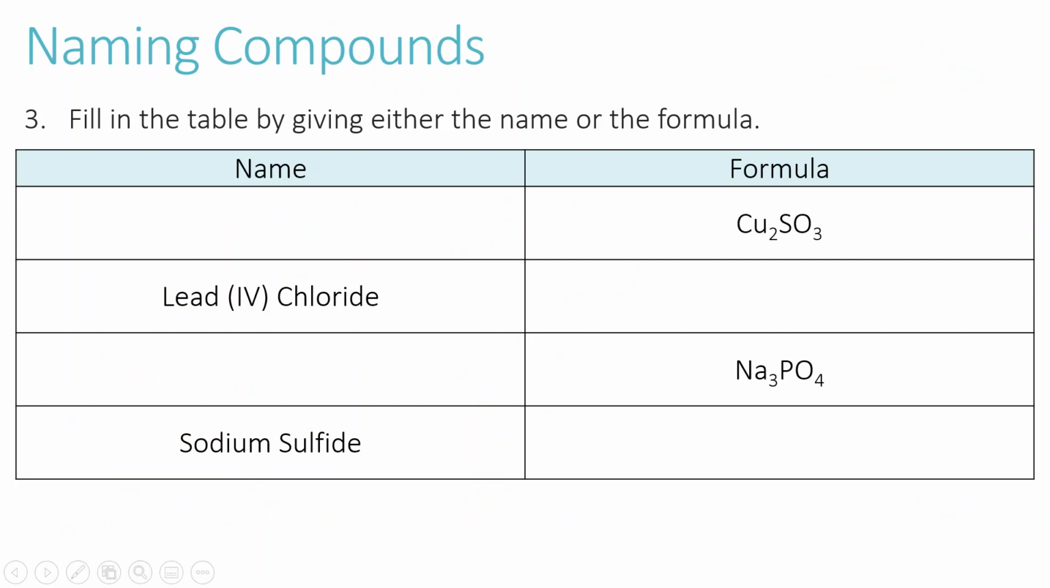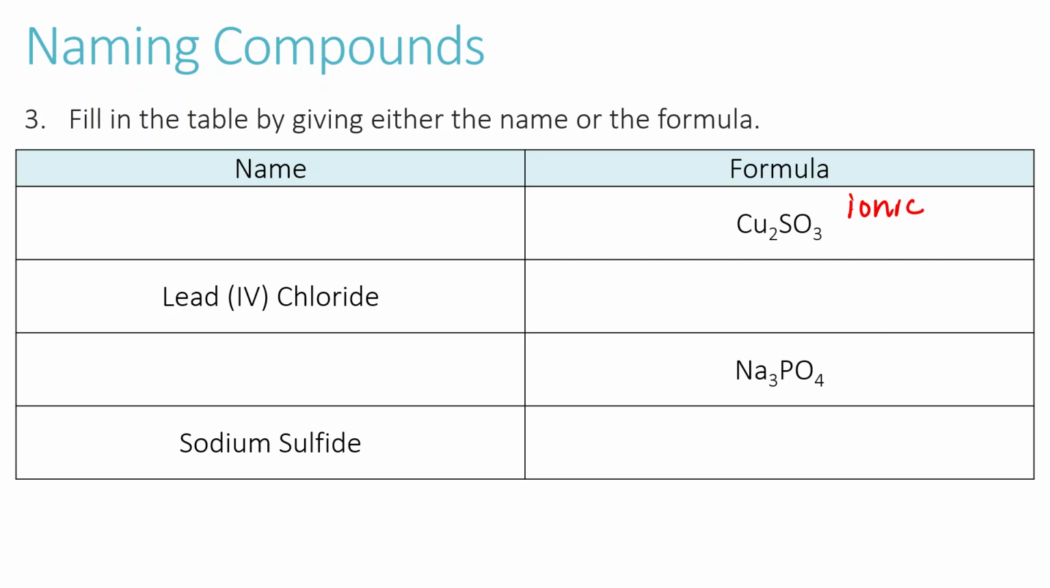Now we want to go ahead and fill in this table by writing in the name or the formula. So the first one that I have here is Cu2SO3. So Cu is copper, which is a metal, and SO3 is a polyatomic ion. That's sulfite. So this is going to be an ionic compound.